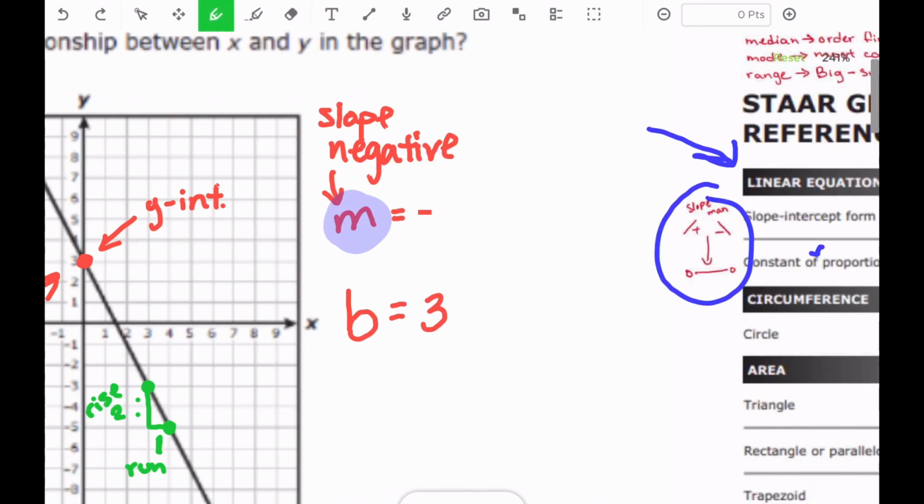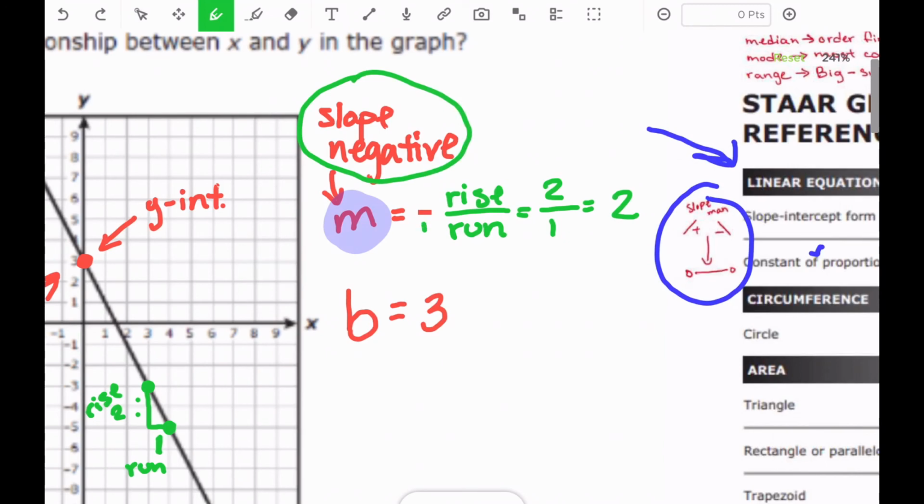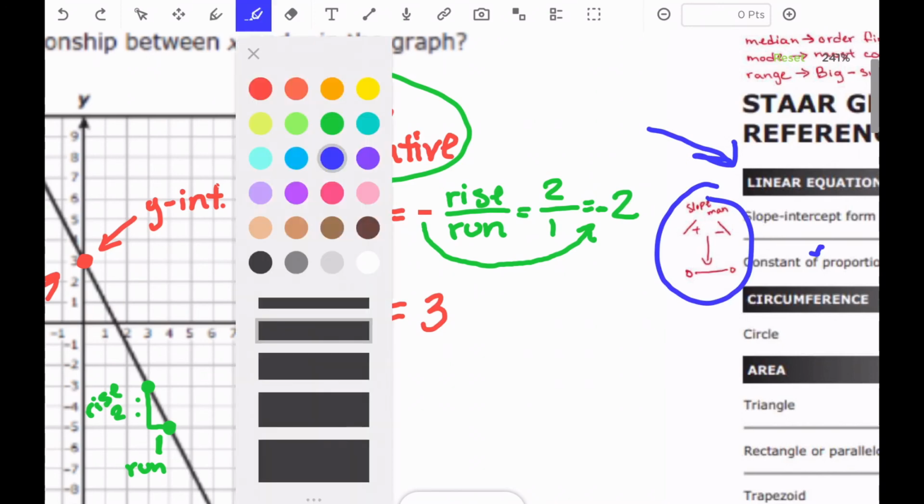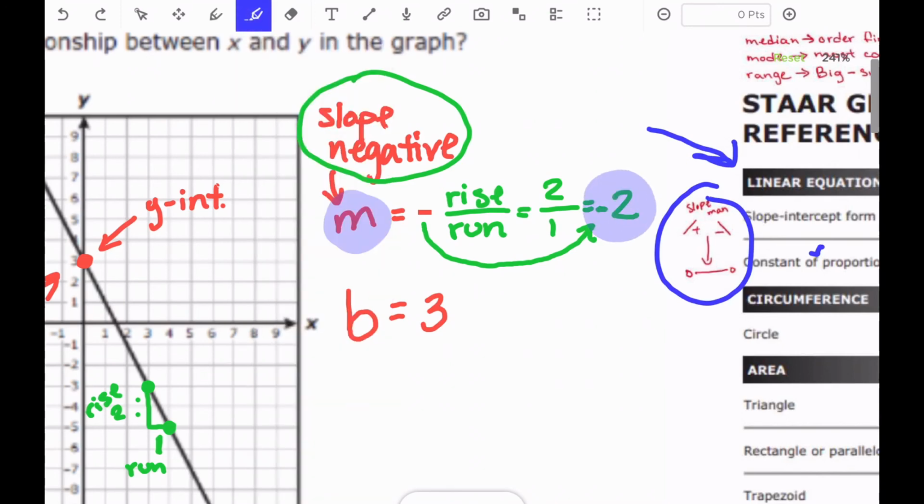So I'm going to do rise over run. Again, my rise was 2. My run was 1. I know that this can be simplified down to the number 2. Don't forget that we said that our slope was going to be negative. So bring your negative sign over here. Okay, and so now you have your m. Your m is equal to negative 2. Your b is equal to 3.